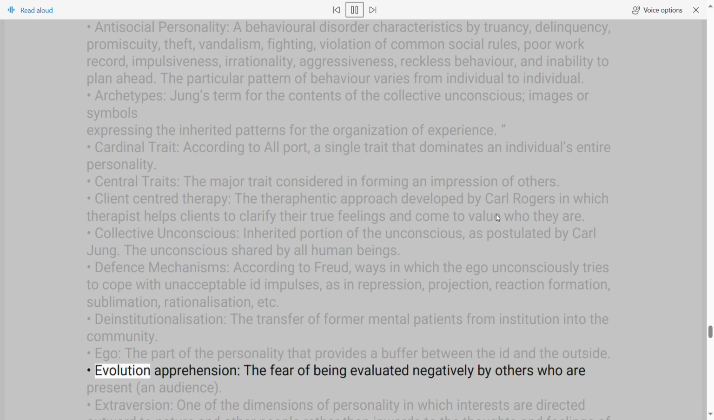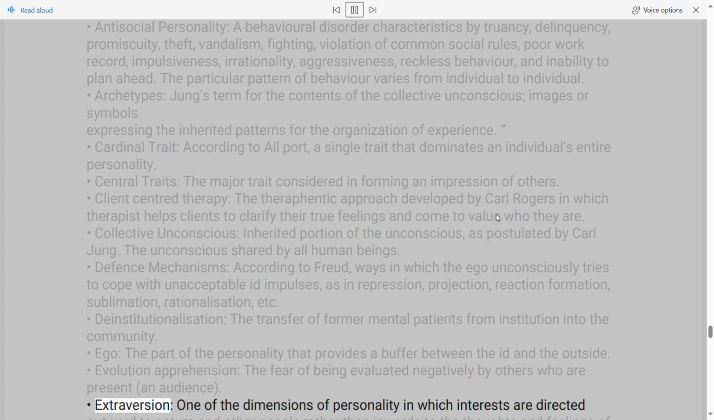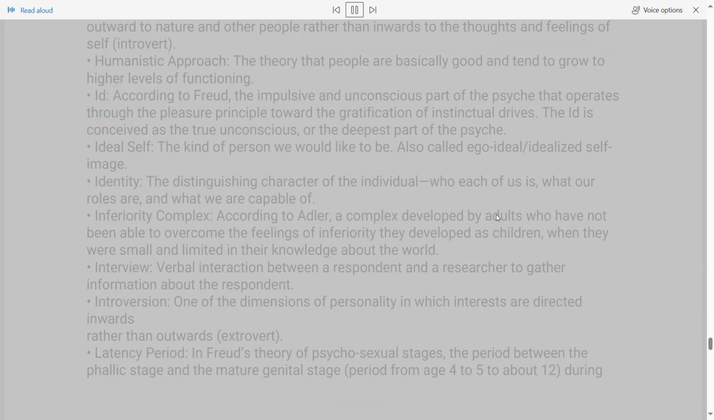Evaluation apprehension, the fear of being evaluated negatively by others who are present, an audience. Extraversion, one of the dimensions of personality in which interests are directed outward to nature and other people rather than inwards to the thoughts and feelings of self; opposite of introversion. Humanistic approach, the theory that people are basically good and tend to grow to higher levels of functioning.